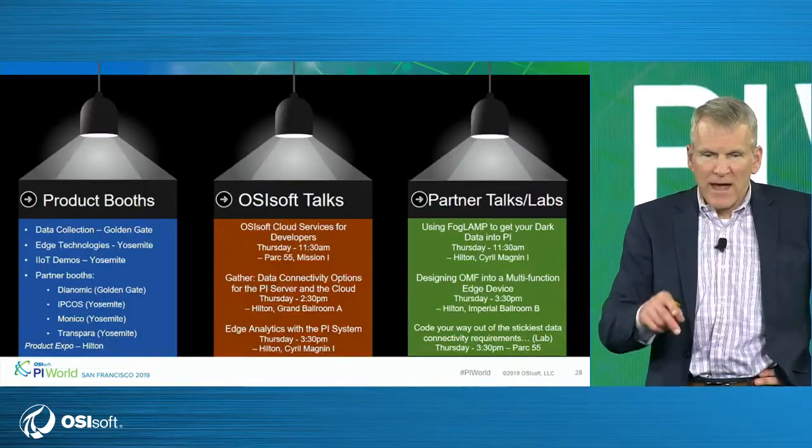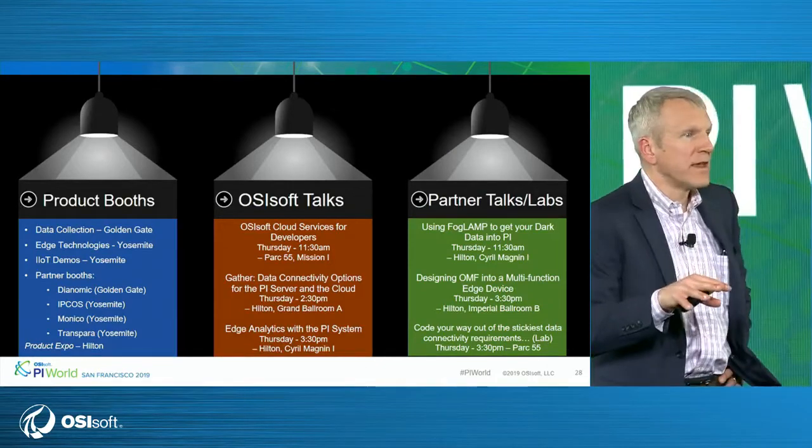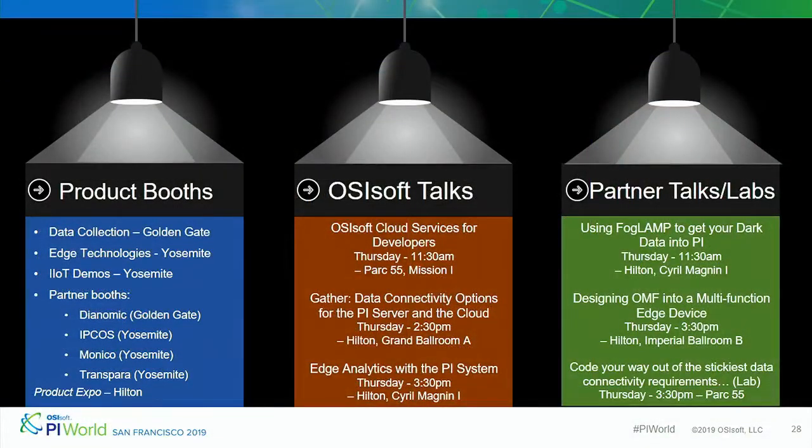Okay, so with that, lots of stuff going on around pervasive data collection. This has been a 2-year initiative that we've been working on, so lots of work has gone into this. So we have in the Golden Gate exhibit hall, Abbas and his team showing interfaces and connectors, so again, the things that we have available to you today. Then the Yosemite Ballroom is really focused on our edge and cloud technologies. So we have 3 booths around our edge and cloud technologies.